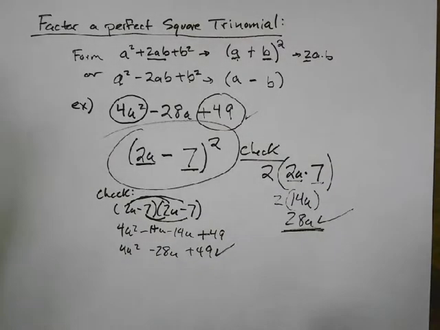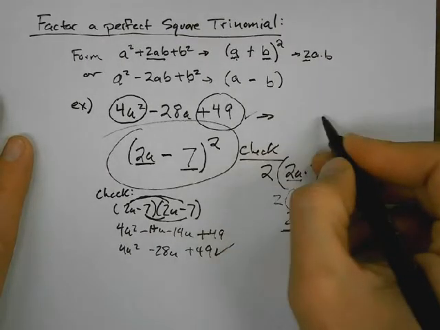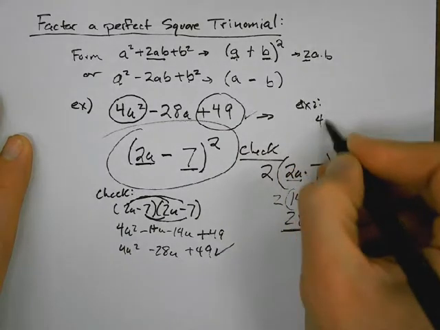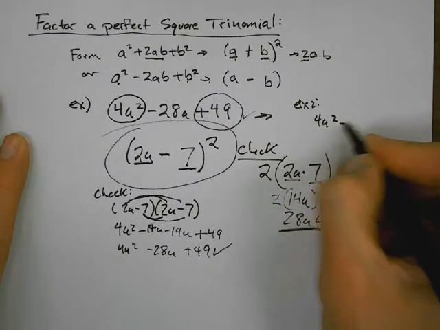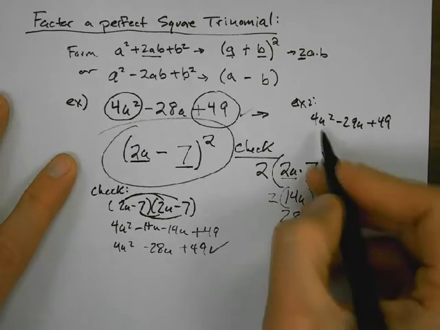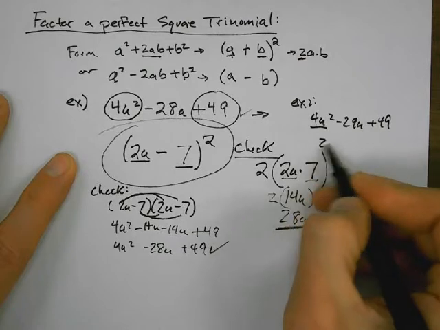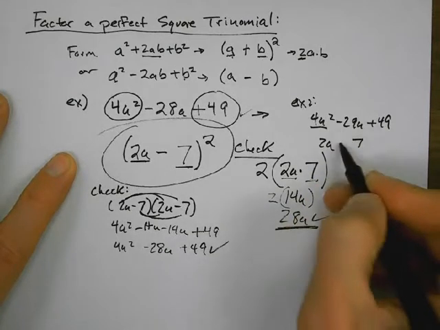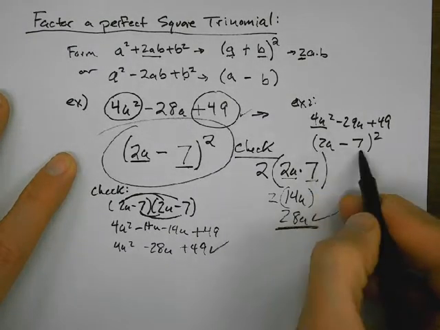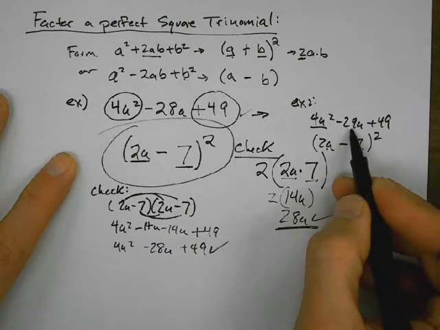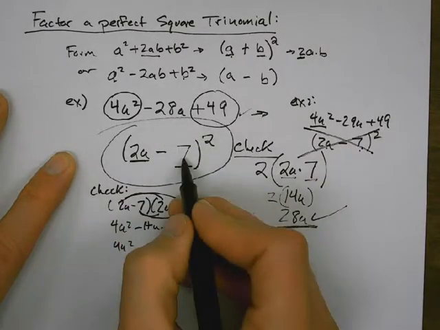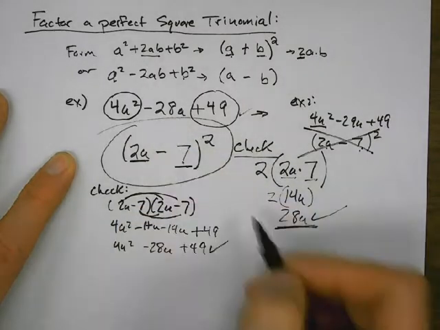Just to reiterate, if this problem was slightly changed, so a different problem, let's say this is example 2, and I had 4u squared minus 29u plus 49, the untrained student's going to say, ooh, I can square root that and get 2u, and I can square root that and get 7, and it's a minus, and they think they have it factored right. But if you multiply these together and double it, you don't get 29u. This would not work. So it is important that you check to make sure that when you multiply these together and double, you get the middle.